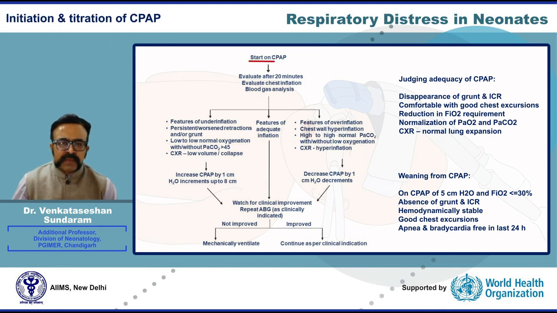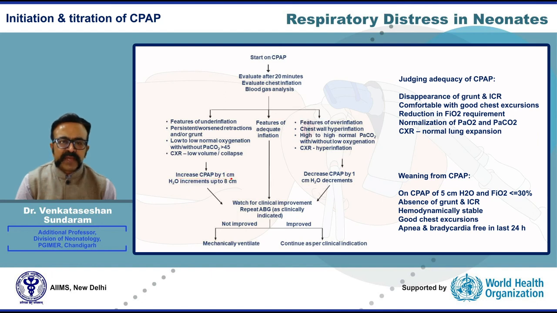When you start CPAP, you should start with a pressure of 5 centimeters of water and approximately 40 to 50% FiO2. Once you start CPAP, evaluate the neonate roughly after half an hour for adequacy of CPAP. This may be done by evaluating chest inflation, presence of grunt and retractions, as well as the respiratory rate and a blood gas analysis. In the blood gas analysis, specifically look for oxygenation, and ventilation adequacy by looking at the PaCO2, and the pH and base deficit for acid-base status.